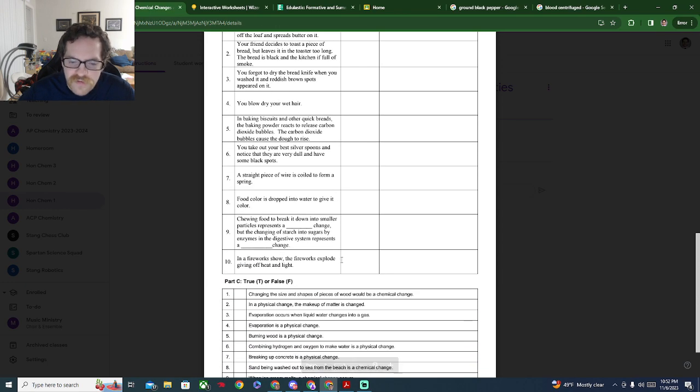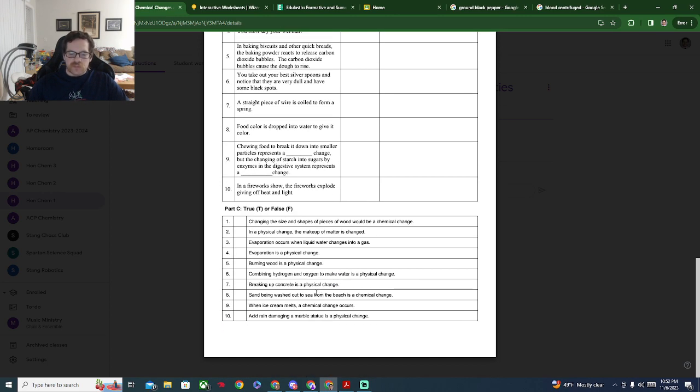In a fireworks show, the fireworks explode, giving off heat and light. They give off heat and light like our flame tests because they are reacting. They are chemical changes. Next, we have changing the size and shapes of pieces of wood. That is false. That is physical change. Makeup of matter is changed. Nope, that is false. Makeup of matter is not changed.